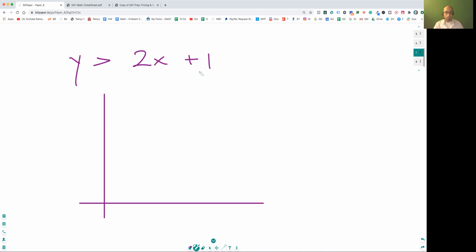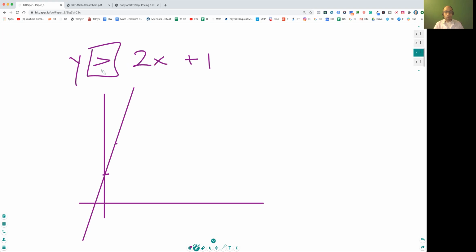Y is greater than 2x plus 1. So how do you plot it? First things first, you take this 1, that's your y-intercept, and plot it over here. Then you've got 2x, that's your slope. So now you move 2 up and 1 to the right. So it looks like this. That means this point, and then connect these two. That's your y is equal to 2x plus 1.